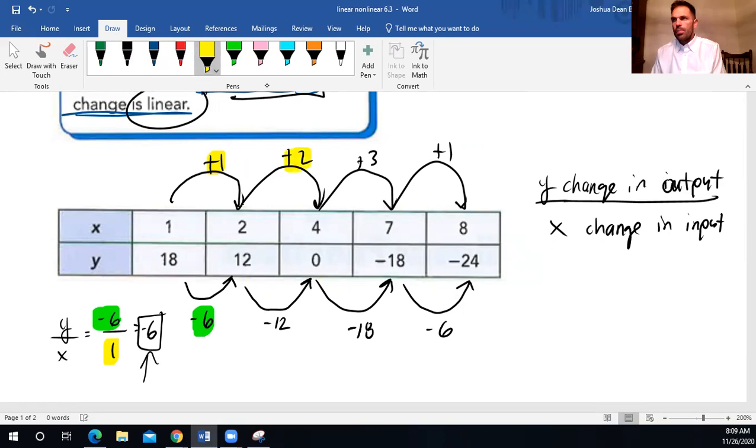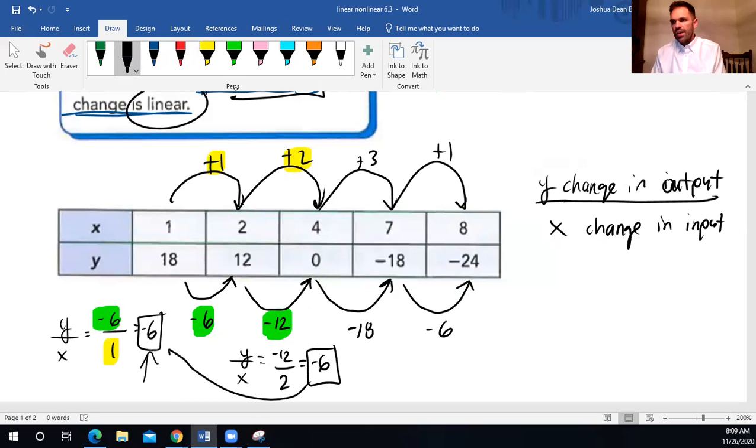So I have a plus 2 and a negative 12. So it's change in y over change in x. So it's negative 12 over 2. Now I can simplify this, and I get negative 6. Notice it's the same as before. Now, the fraction is different, negative 12 over 2, but when I simplify it, it simplifies to the same quantity.